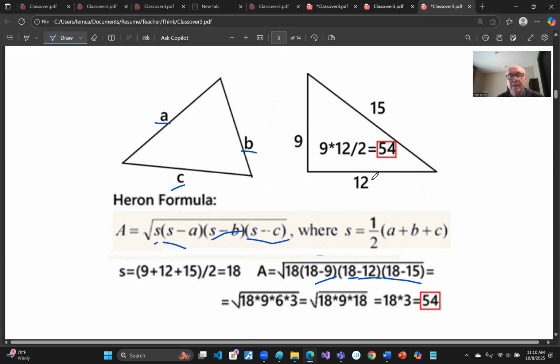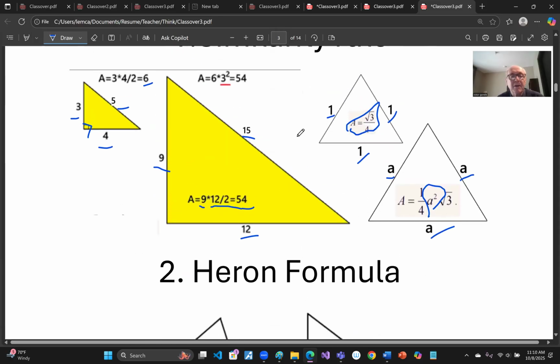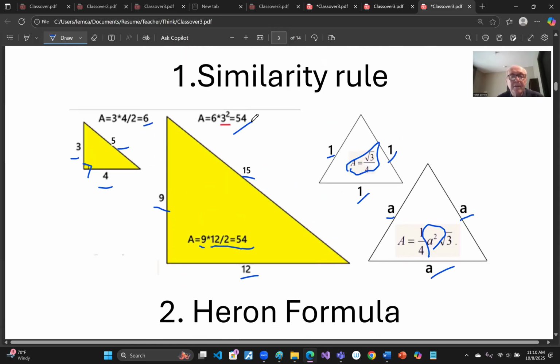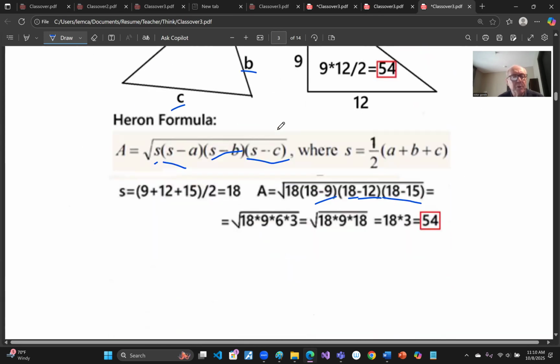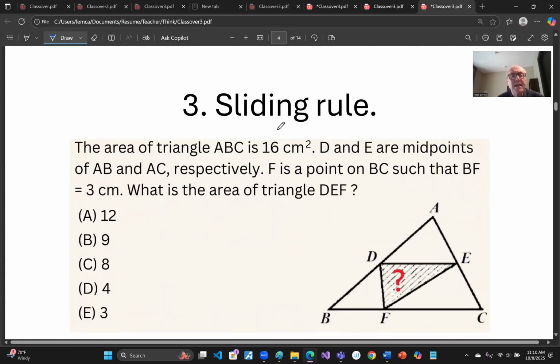It is the same as we already had. So this formula works for this case, and it works for any case, for general case, but we will not prove it. We go to the sliding rule, number 3. Just solve the problem to understand how it works.